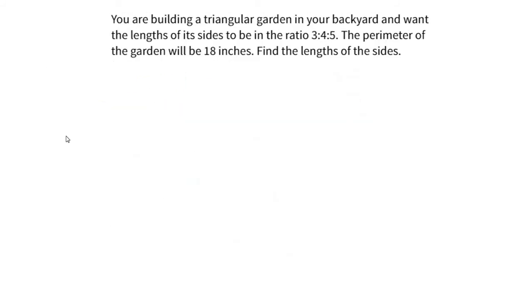You're building a triangular garden in your backyard. You want the lengths of the sides to be in a 3:4:5 ratio. So you want something like this, a 3 and a 4 and a 5 on these sides. But it's not necessarily going to be 3 feet, 4 feet, 5 feet. So let's just put an x for each of these, so they are going to be that ratio. If you put a 1 there, it'd be 3, 4, 5. Put a 2, it'd be 6, 8, 10, and so on.